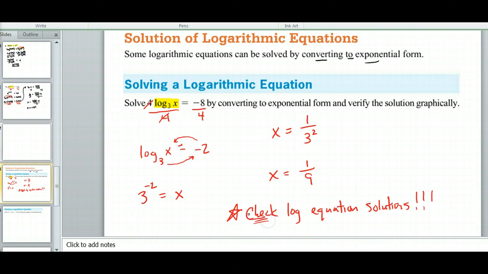Alright, it's not a good idea to skip checking them. You have to check them. You have to understand that this is a must now. It's not optional. You check log equation solutions.